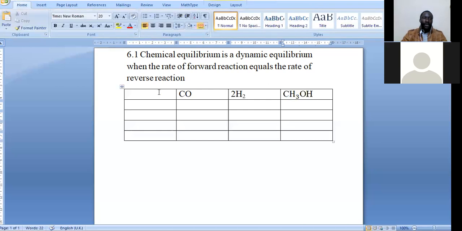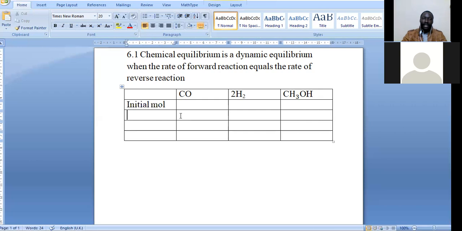Now, what do we have here? Well, here we will have the initial number of moles. Let's call it the initial number of moles. Then, when we are done with the initial number of moles, we will now look at the number of moles used. Because the whole thing is we are mixing this carbon monoxide with hydrogen. So initially, that is what we have.